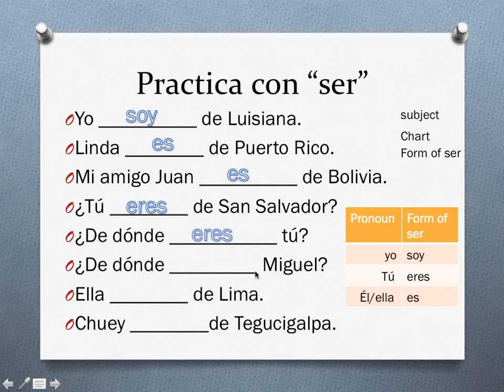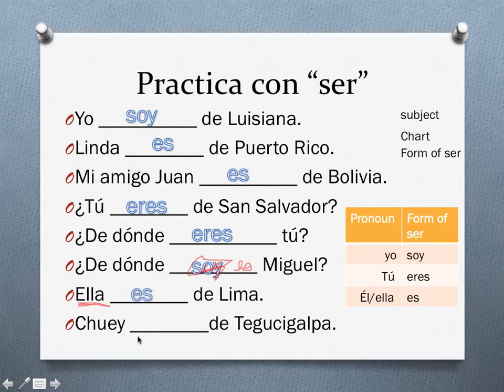Okay, de donde blank Miguel? What's my subject? Miguel is my subject. Miguel falls under he, and so the form of ser that I want to use is es. This one's wrong. Please don't pay attention to it. Pay no attention to the wrong one. It should be es. All right? Now let's look at this one. Ella is my subject. Where's ella on the chart? Right here. What form of ser do I want to use? Es.